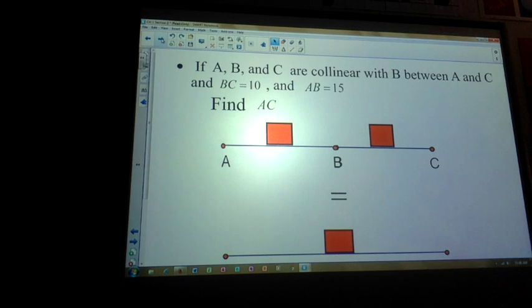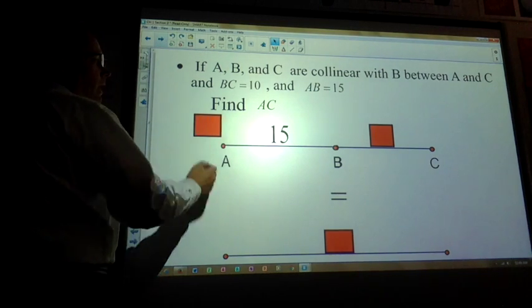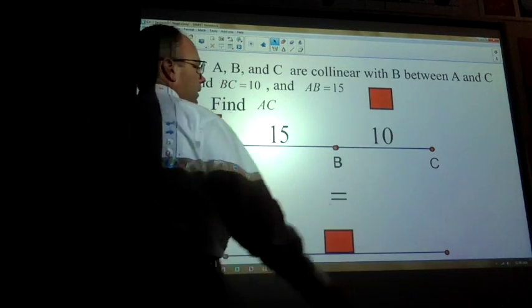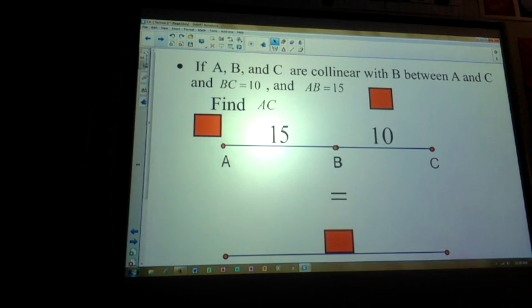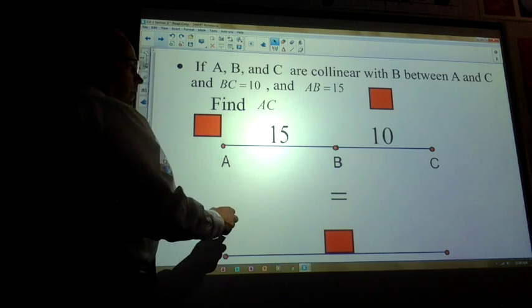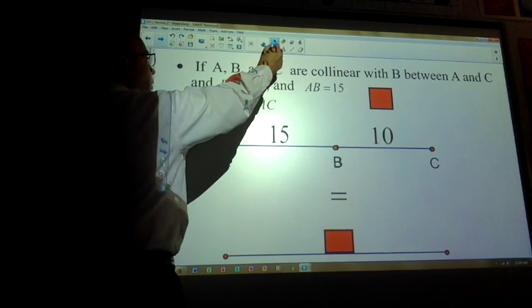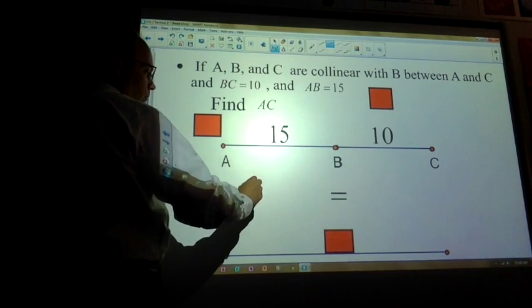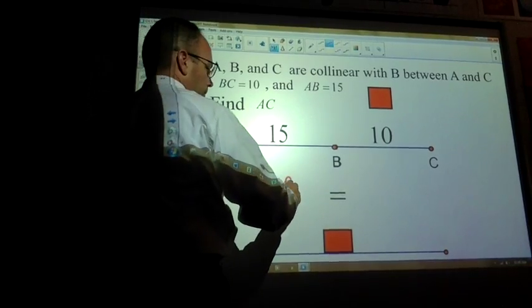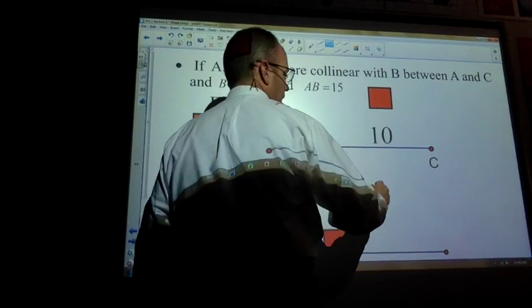If A, B, and C are collinear, so they're on a straight line, and B is between A and C, and if we know that BC equals 10 and AB equals 15, we know that's 15, we know that's 10. Anybody want to take a shot that you know that AB plus BC is equal to AC?